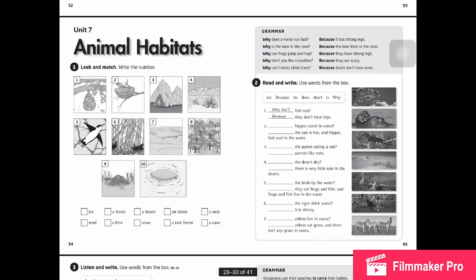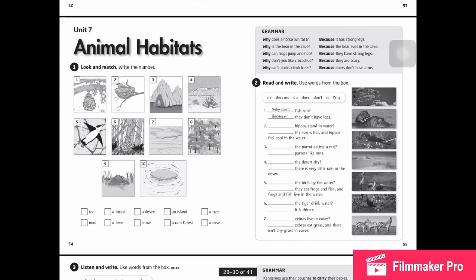Now, we're going to work in our workbooks. We're going to work on page number 54 and 55. We're going to try to answer exercise number 1. The instruction says, look and match, write the number. In this exercise, you're going to write the numbers inside the squares with the correct word. And in page number 55, we are going to check the grammar chart and answer the exercise that we have with the instructions in number 2.